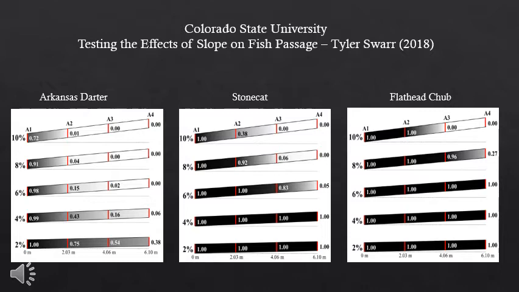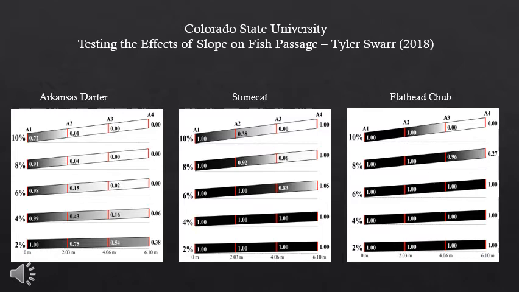For instance, an Arkansas darter at 10% slope successfully made it to the first antenna 72% of the time, and only the second antenna 1% of the time. None of the darters made it to the third and fourth antennas. From these graphs, you can see that the Flathead Chubs are by far the strongest performers. The Arkansas Darters are the limiting species, and the Stonecats lay between the two.